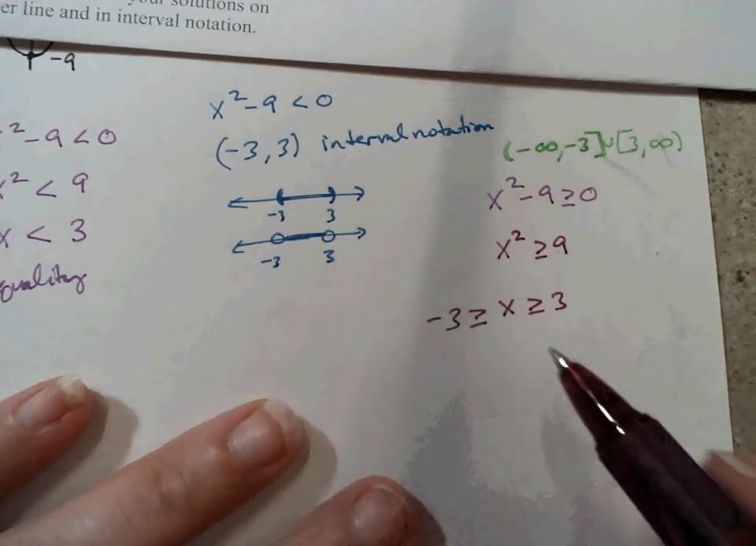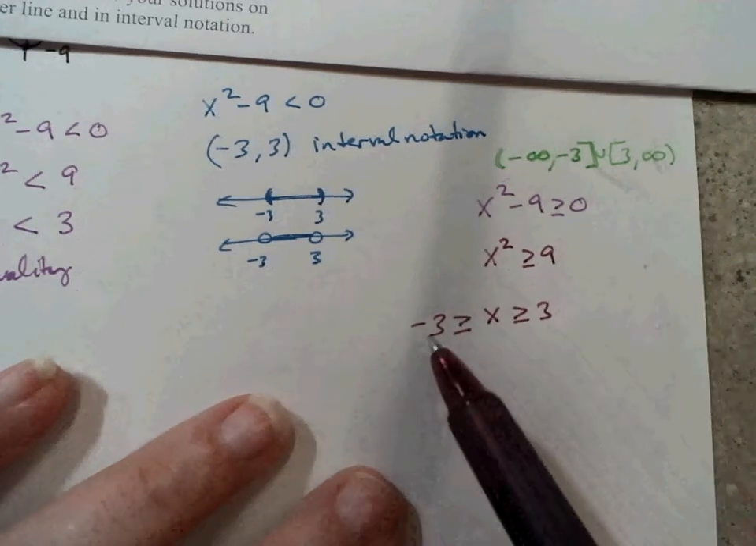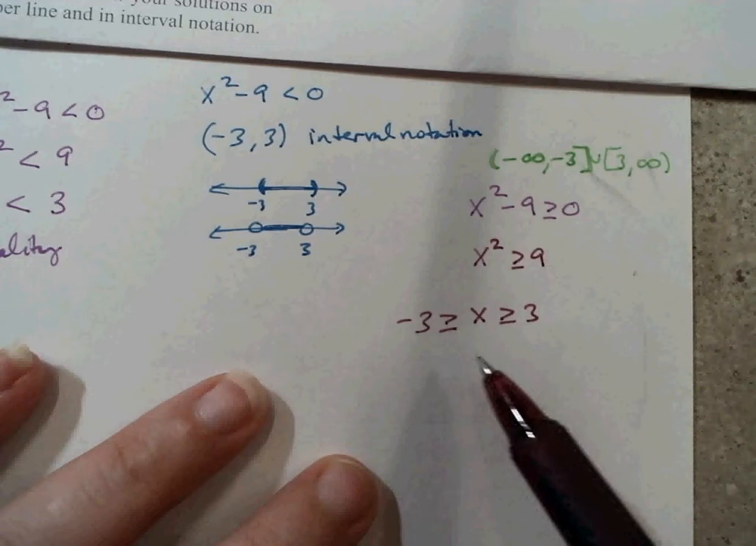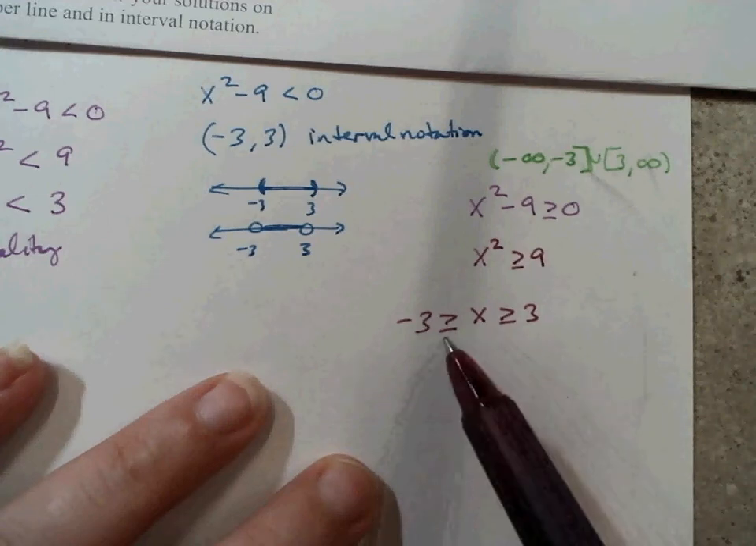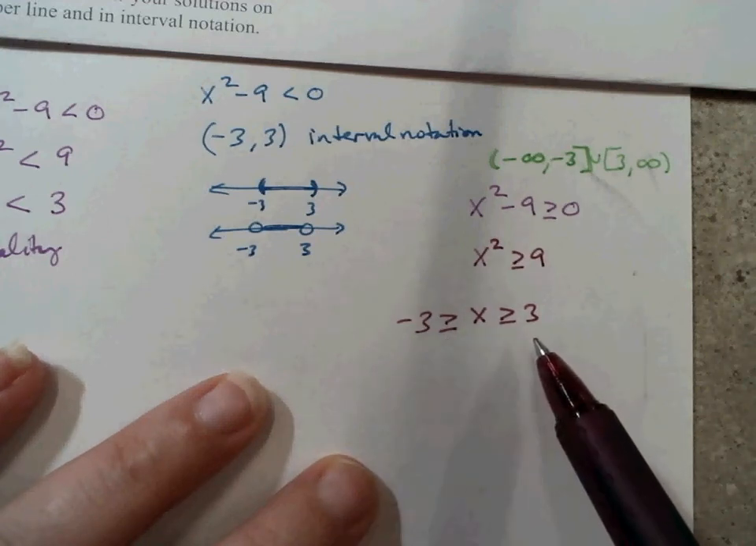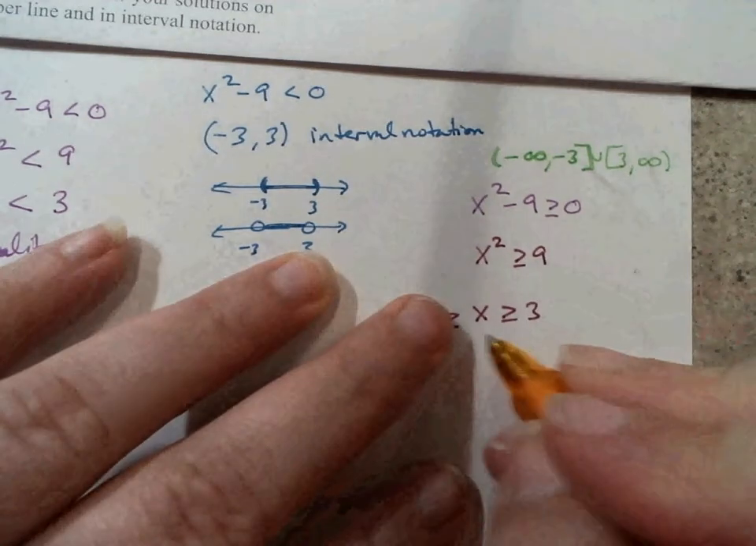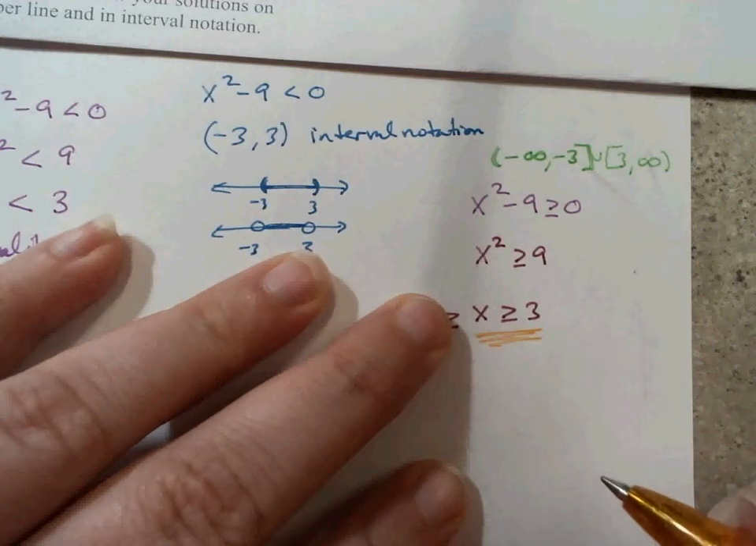Yeah? Okay. Now, let's read this statement all together. Negative 3 is greater than x, which is greater than 3. Does that make sense as a mathematical statement? Can negative 3 be greater than something that's greater than 3? No, definitely not. So you have to break it down, and you have to say, okay, what does this read to me?